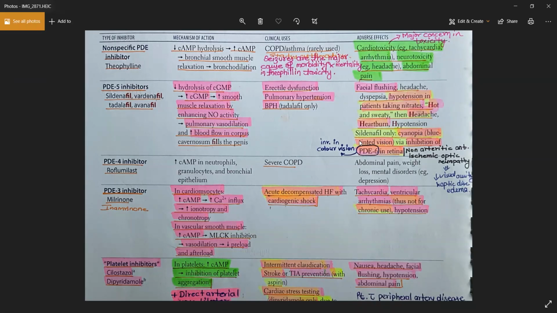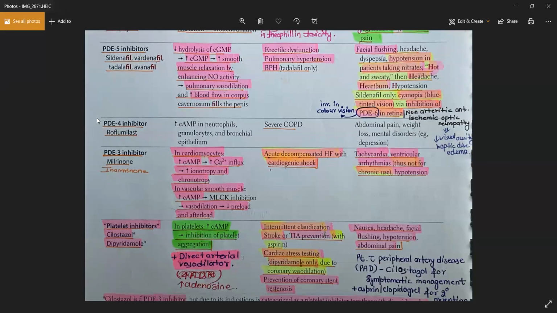So whenever they give you a patient on sildenafil therapy, they will always tell you the patient has a bluish-tinted vision. Whenever they mention this, you will immediately know that this must be a case of sildenafil therapy. Very important. You will get headache, hypotension, facial flushing, and blue-tinted vision in sildenafil therapy. You will use these drugs for pulmonary hypertension, erectile dysfunction, and BPH.